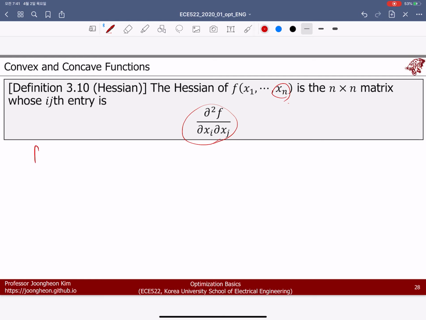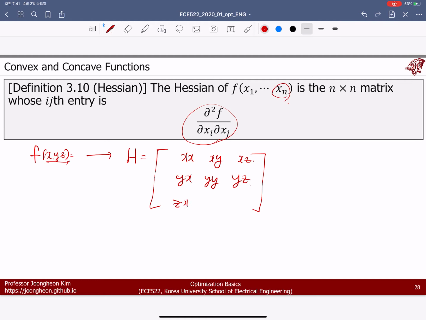For example, this is our function of x, y, g. We have a function with 3 variables. Then we have to take the Hessian just like that. The Hessian is we have to take the derivation with x 2 times, x and y, x and g, y and x, y and y, y and g, g and x, g and y, and g and g. Okay, so then this is our Hessian matrix.